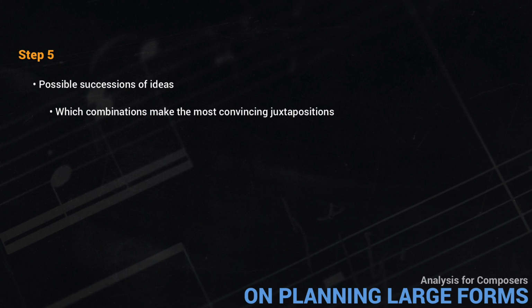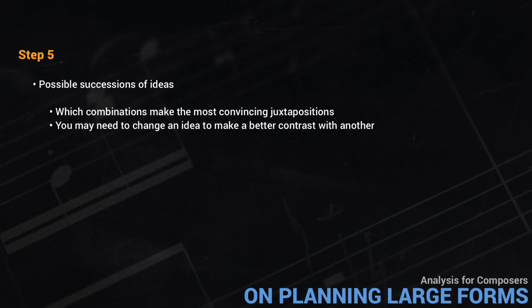Sometimes you're looking for strong contrasts, or sometimes you may feel you need a transition between two ideas. Sometimes an idea in itself may include a transition toward another musical character. You may need to change an idea to make a better contrast with another. Again, experiment with things like articulation, tempo, register, etc. These are very salient features of any idea, and they have enormous influence on the musical character.